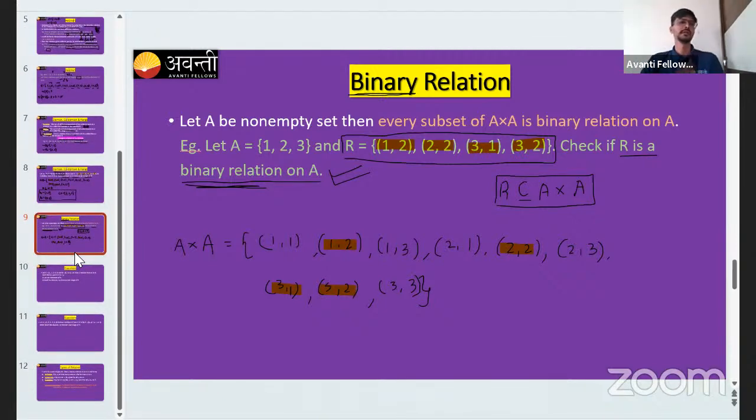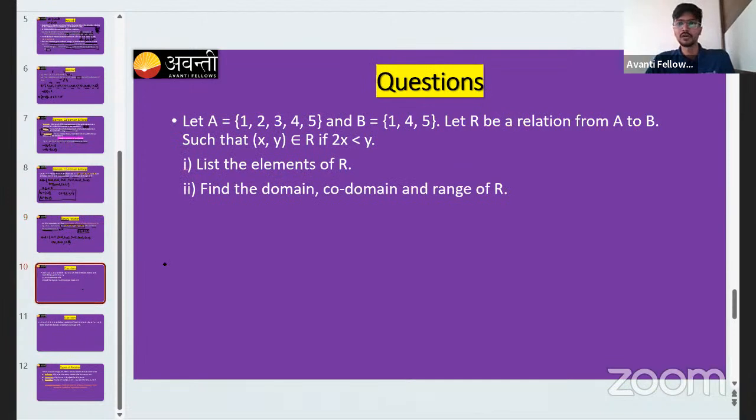Okay, moving on to the next. Relations, definitions and all the basic relations we have understood very easily. If you have any doubt, you can ask. Also, I have prepared two questions. This is the first one. I would like you all to try first, just get a gist of the question, how the question comes, what it means.